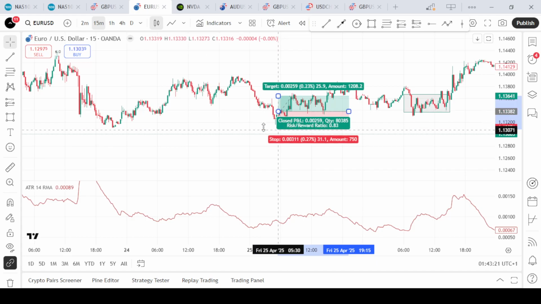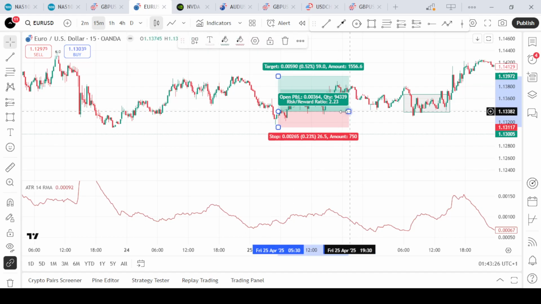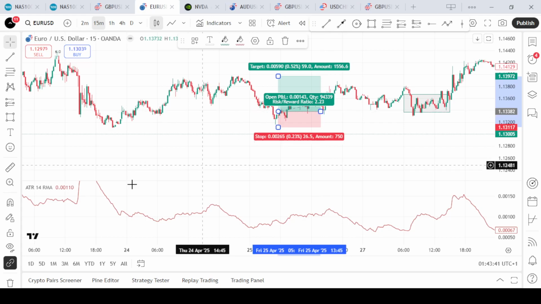Let's assume we enter this trade at this area. This is just an example of how to set your stop loss. You would have to write out your entry price. We are entering at 1.13376. This 1.13376, you subtract it from the ATR value at that point.